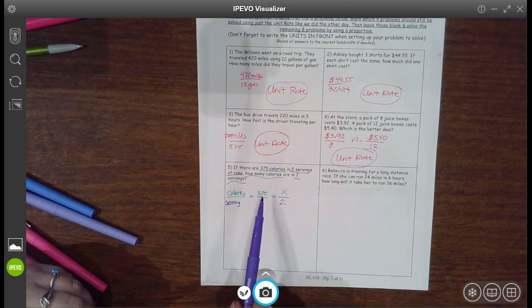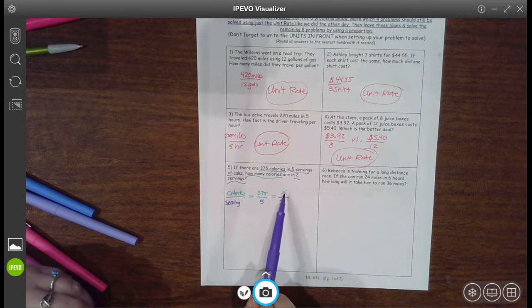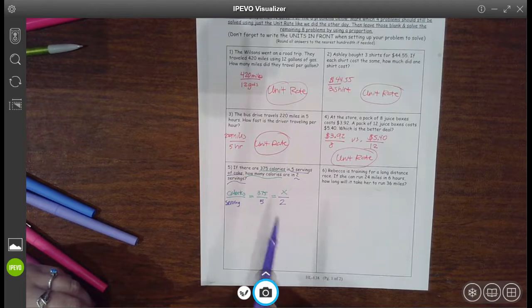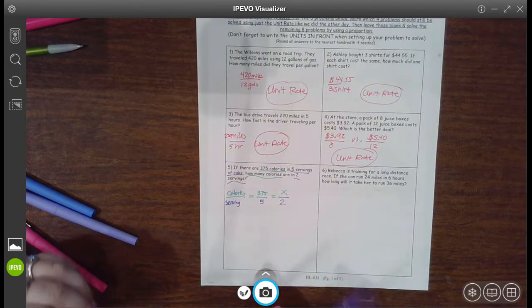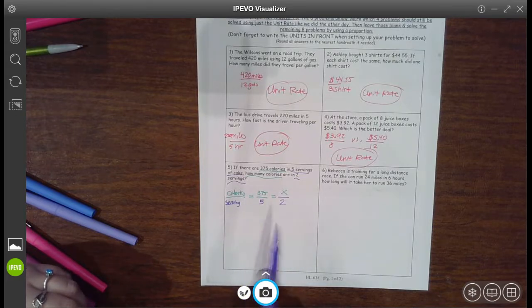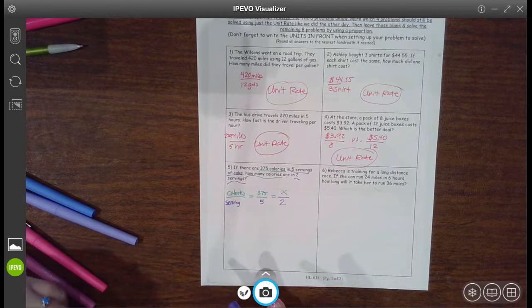These ones went together. It was 375 calories for 5 servings. And then we don't know how many calories are in 2 servings. Now, yes, there are multiple ways to set it up. Like you could have put the X over 2 first and then the 375 over 5 as well. And there are a few other ways, but this is the easiest if you stay consistent of calories on top and then servings on the bottom and keep your items grouped together.